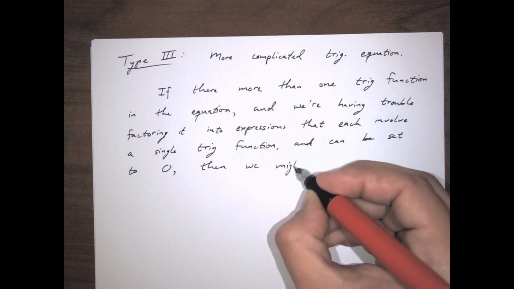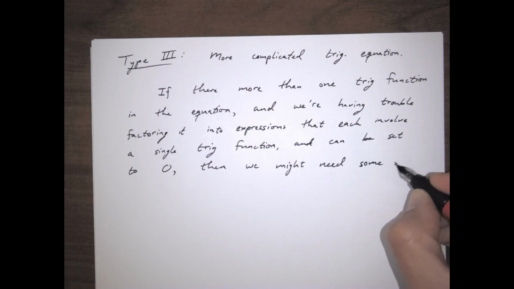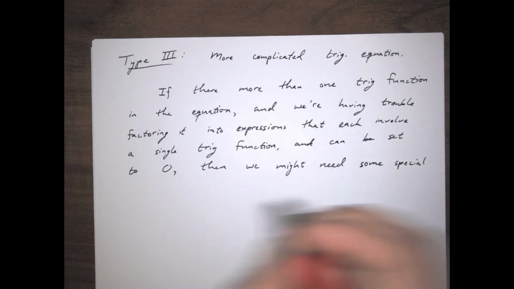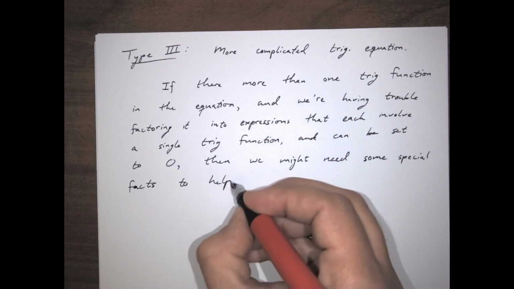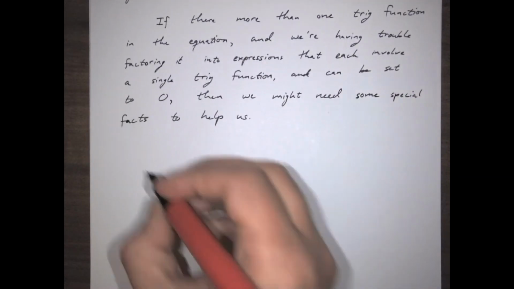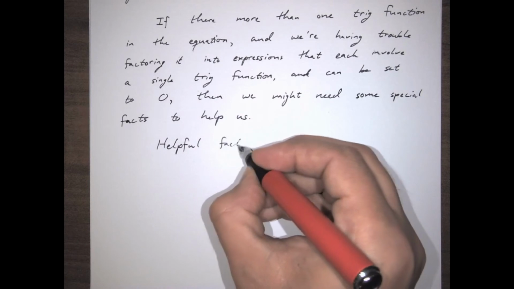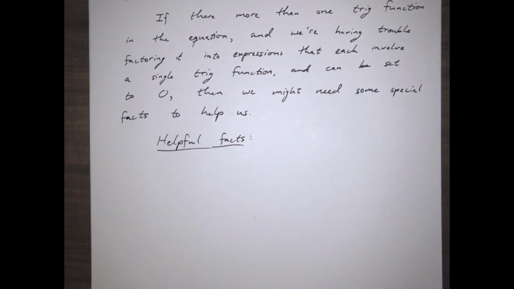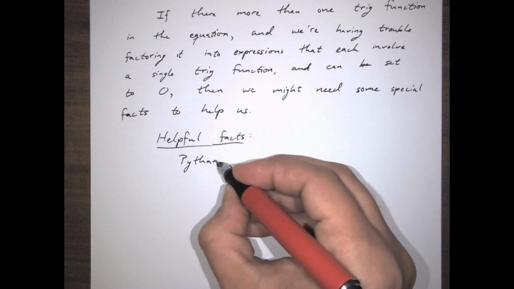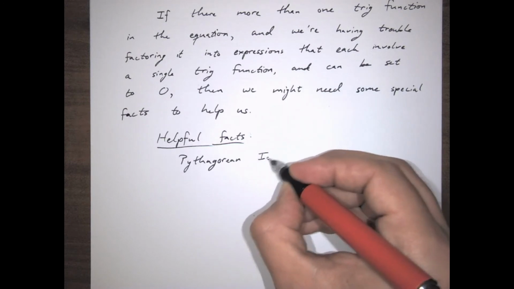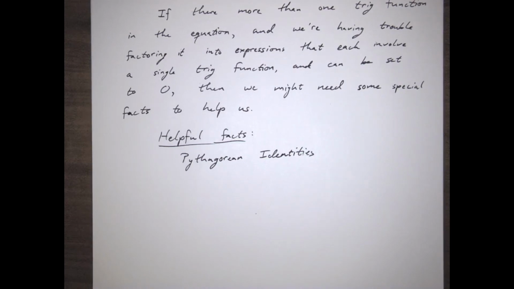Then we might need some special facts to help us. So, helpful facts. Okay, so we can use the Pythagorean identities. We can use these to make certain substitutions.